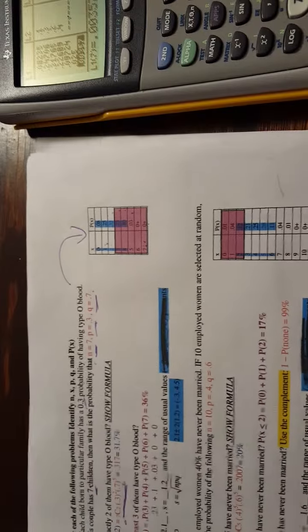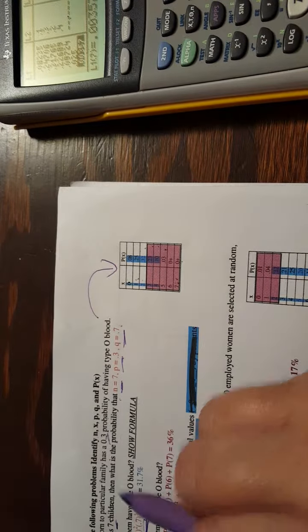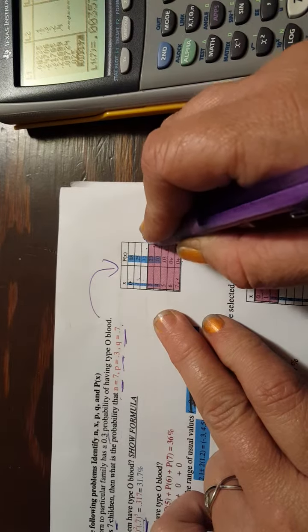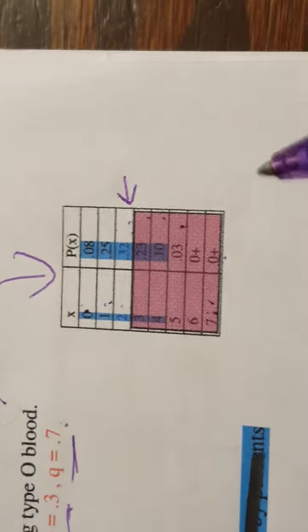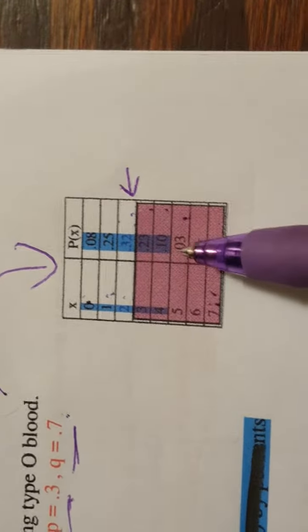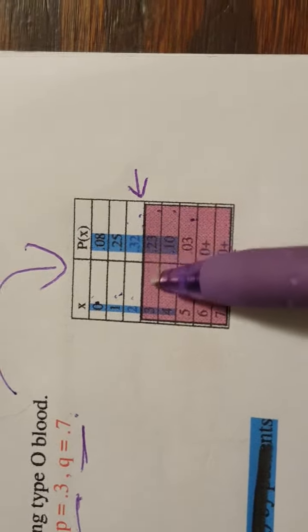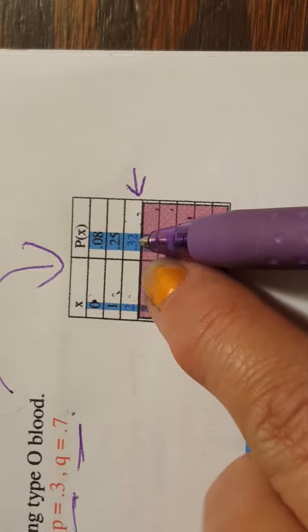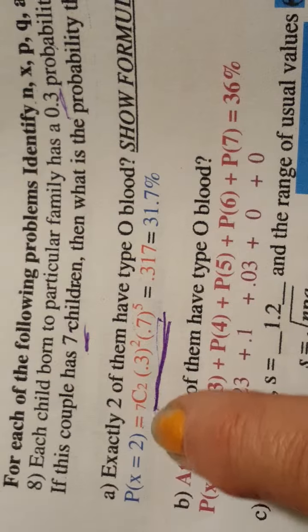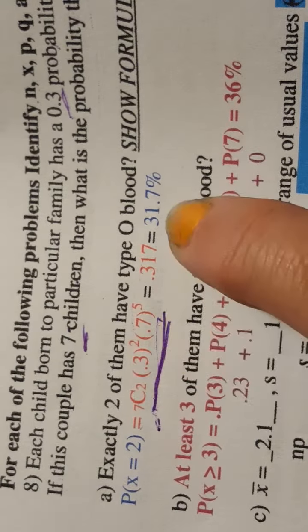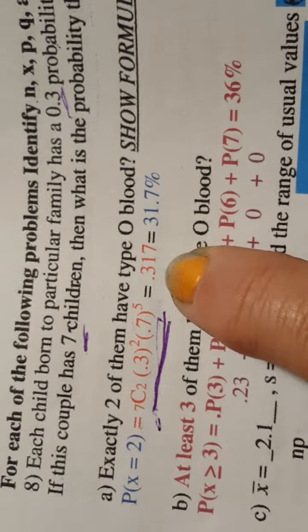So if we look here, exactly 2 is 0.32. I know you can't see that, and it's hard to see with, well, it's looking pretty good through those colors, but it's 0.32. So if we use the formula here and put this in our calculator, we would get the same thing, 0.317, which would be 0.32.